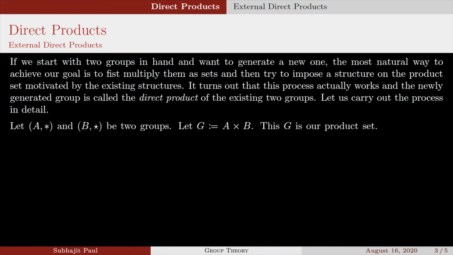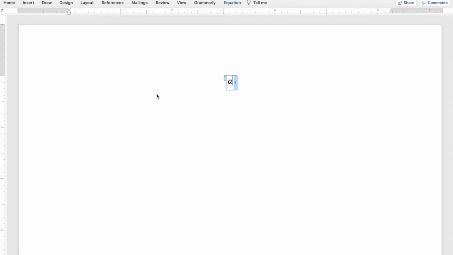Now on this G, you want to define a binary operation, which should be motivated from the operations from A and B. So a is in A, and b is in B. A is with asterisk, B is with star. Now, so elements of G are (a, b).